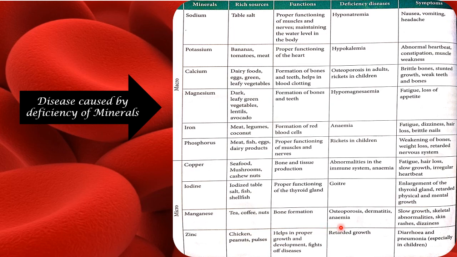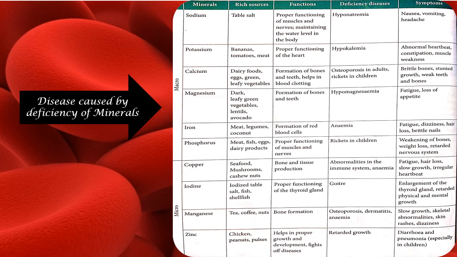Manganese, the condition is called osteoporosis. If you take tea, coffee, nuts, this is also good for the formation of bone. Slow growth and skeletal abnormalities are shown as symptoms. Zinc is present in chicken, peanuts, pulses, and so on. It helps in growth and development and fights off diseases, so this is required at the micro level. Retarded growth is a deficiency disease seen here, and the symptoms are diarrhea and pneumonia, especially marked in children.